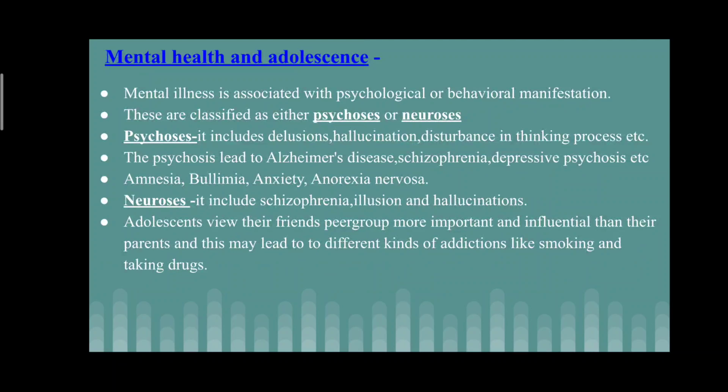Actually, mental illness is associated with psychological or behavioral manifestation. These are classified as either psychosis or neurosis. Psychosis includes delusion, hallucination, disturbance in thinking process. The psychosis leads to Alzheimer's disease, schizophrenia, depressive psychosis, amnesia, bulimia, anxiety, anorexia nervosa, etc. And the neurosis includes schizophrenia, illusion, and hallucination. Adolescents view their friends, their peer group, as more important and influential than their parents, and this may lead to different kinds of addictions like smoking and taking drugs.